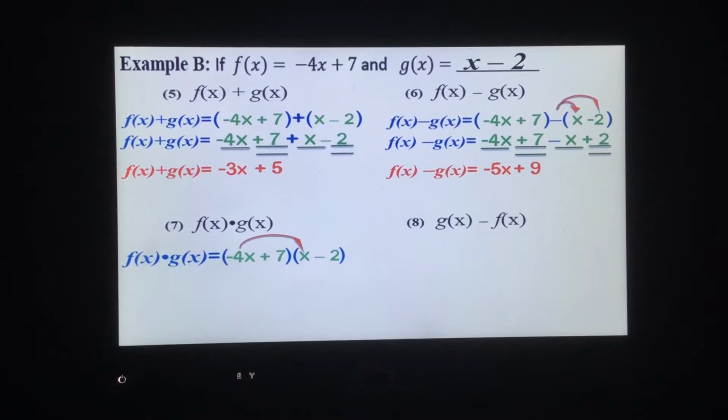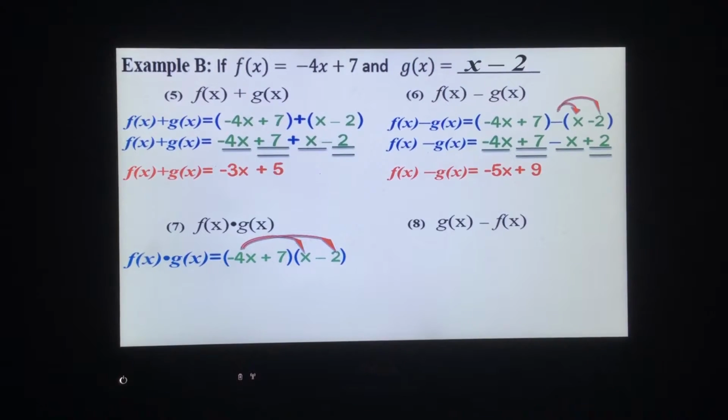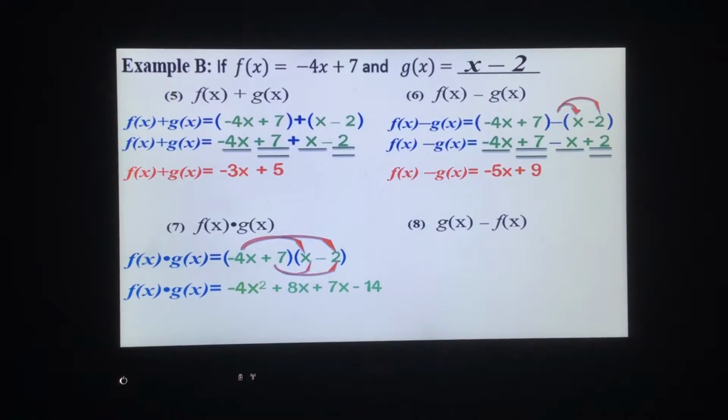So negative 4x times x, negative 4x times negative 2. We have 7 times x, 7 times negative 2. So let's go ahead and multiply these together. Negative 4x times x is negative 4x squared. Negative 4x times negative 2 is a positive 8x. 7 times x is 7x, and then 7 times negative 2, that's going to get you negative 14.